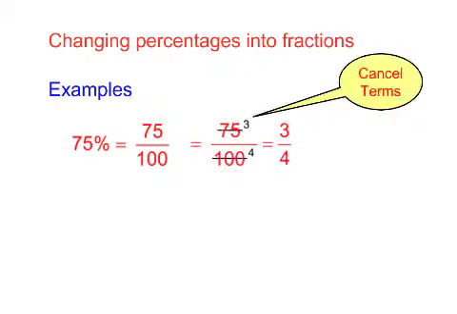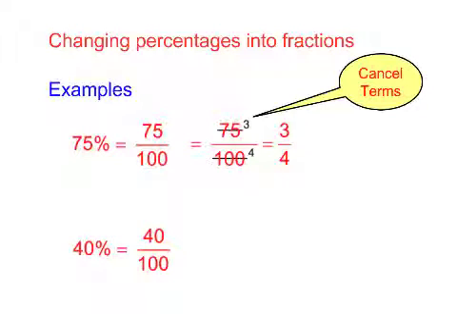Let's start by changing percentages into fractions. Look at the first one. 75% is 75 divided by 100. What we need to do is to break that down into smaller numbers. In other words, we're simplifying the fraction. So let's divide by 25, top and bottom, and we get 3 divided by 4. So 75% as a fraction is 3/4.